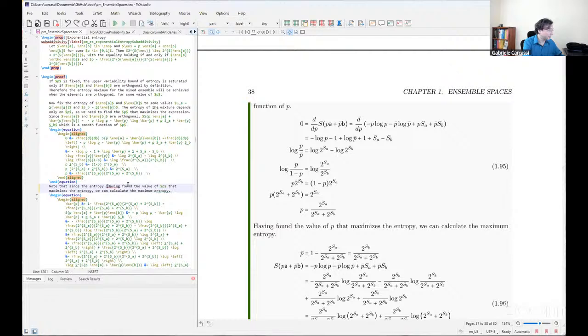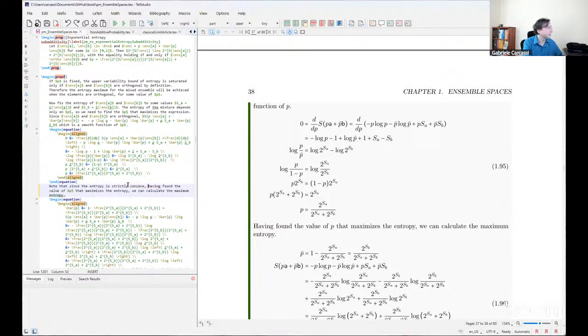Note that since the entropy is strictly concave, the stationary point must correspond to a maximum.